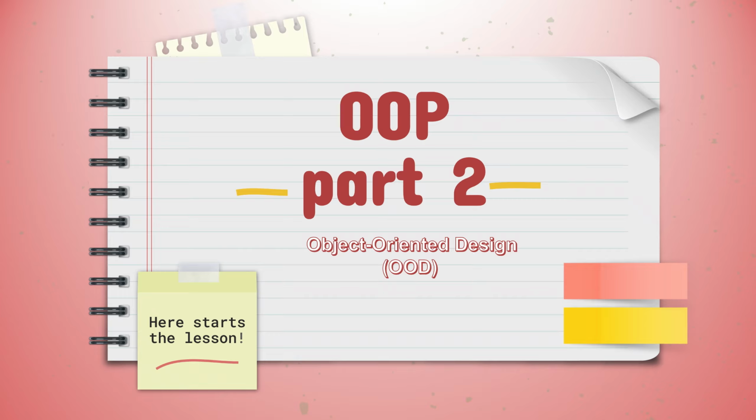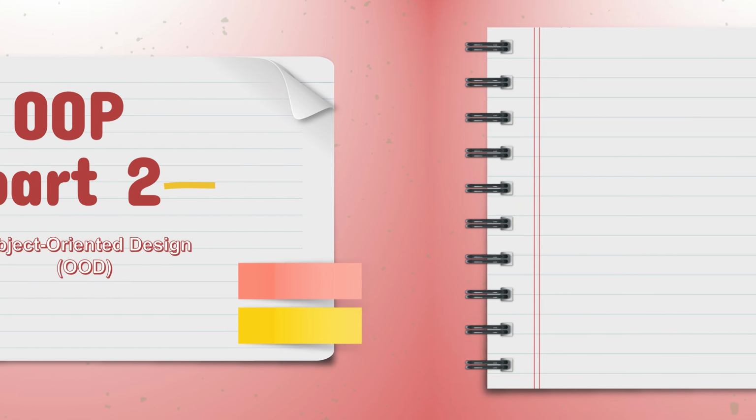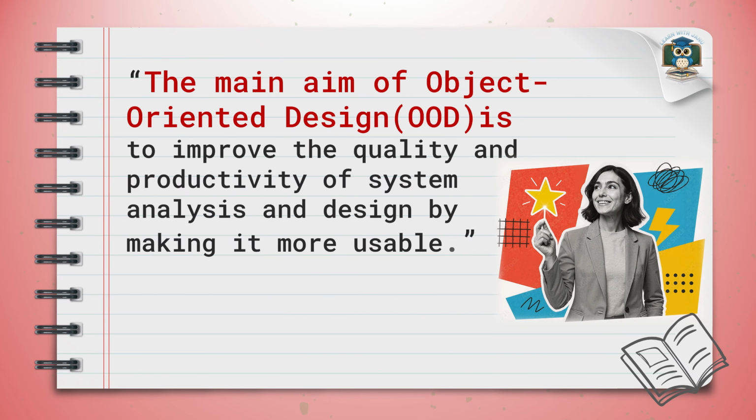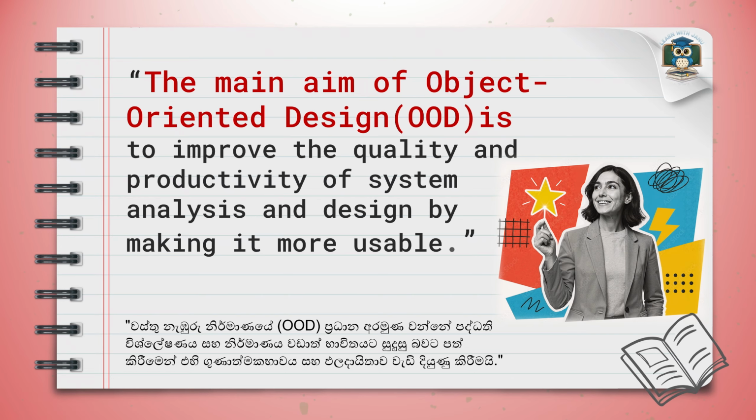So this is the second part of the lesson. Today we are going to learn about OOD, otherwise we can say object oriented design. Let's see what the main aim of object oriented design is. The main aim is to improve the quality and the productivity of the system analysis and design by making it more usable.